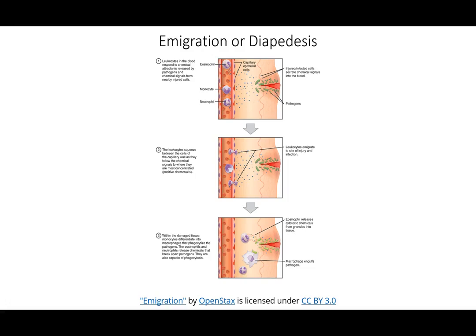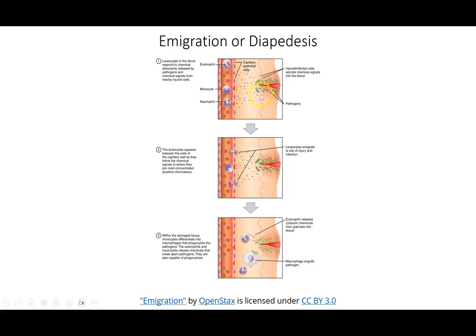We'll talk about that a little bit later in this video, but one of the things that triggers this diapedesis or emigration is something called chemotaxis. And so what we're seeing here in these images is we've got this cut and it's been infected with a pathogen, most likely a bacteria in this case.